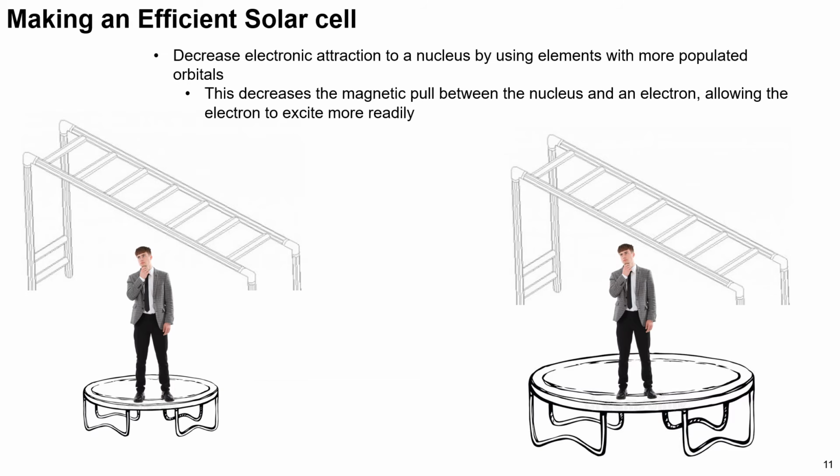Now, in terms of a solar cell, if you decrease the electronic attraction to a nucleus by using elements with more populated orbitals, this decreases the magnetic pull between the nucleus and the electron, allowing the electron to excite more readily. In this case, you would usually have larger atoms such as lead or tin, and these atoms have a lot of filled orbitals, so their electrons in the valence band are more readily excited up to the conduction band with the introduction of light.